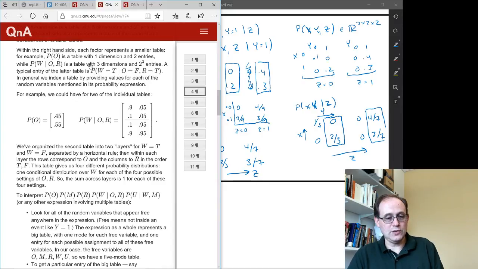I've gone through something like this before in response to a question, but basically, a typical entry of a table. So if we want to index into a table, we specify a value for each of the random variables that are on the axes of that table, on the modes of that table. So for example, if we wanted to index into P of W given O and R, we'd have to specify a value for W, O, and R. And so here are a couple more examples of individual tables. So P of O would be a distribution over O. It's just 2 numbers that sum to 1.